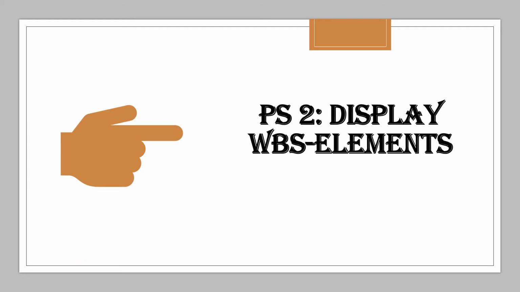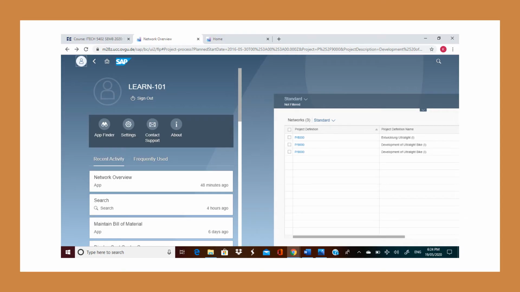In the second activity, display WBS element. In this activity, I use the app network overview to display the WBS elements. After typing in the search box and pressing enter, this dialog box is shown. In this dialog box, I click on the P/9000 checkbox and click on the go button, and if there is no go button, click on the arrow.